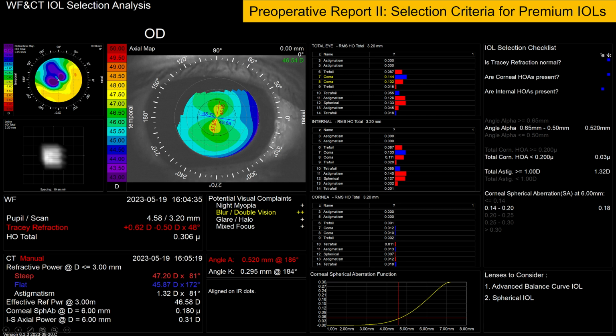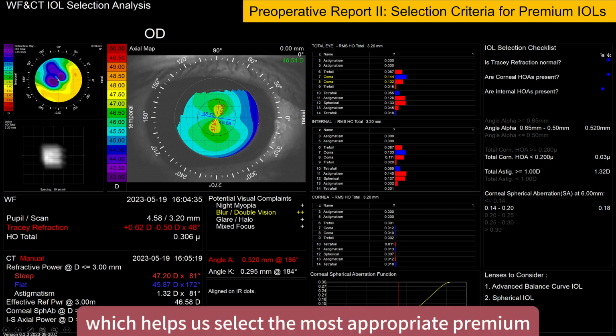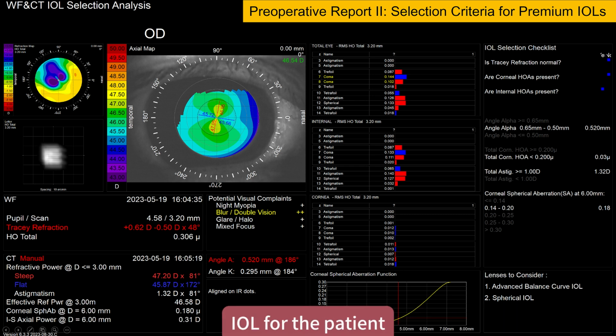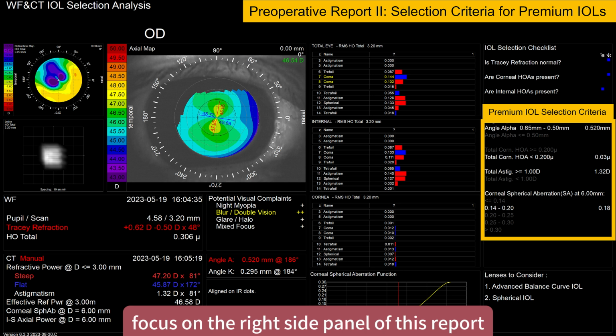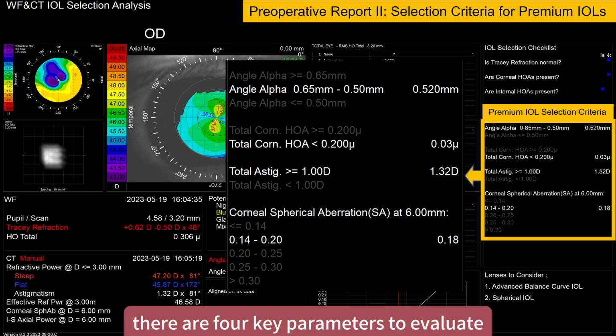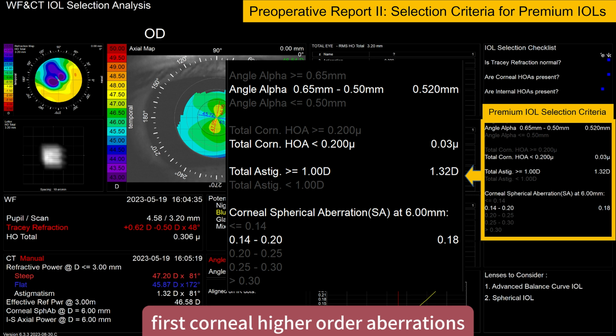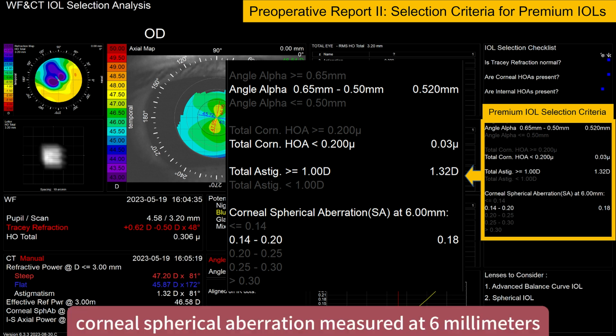Preoperative Reports Part 2, Premium IOL Selection Criteria. Now let's move to the second preoperative report, which helps us select the most appropriate premium intraocular lens, IOL, for the patient. Focus on the right side panel of this report, the Premium IOL Selection Criteria. When you zoom in, there are 4 key parameters to evaluate. First, corneal higher-order aberrations. Second, the alpha angle. Third, corneal astigmatism. And fourth, corneal spherical aberration measured at 6 mm.